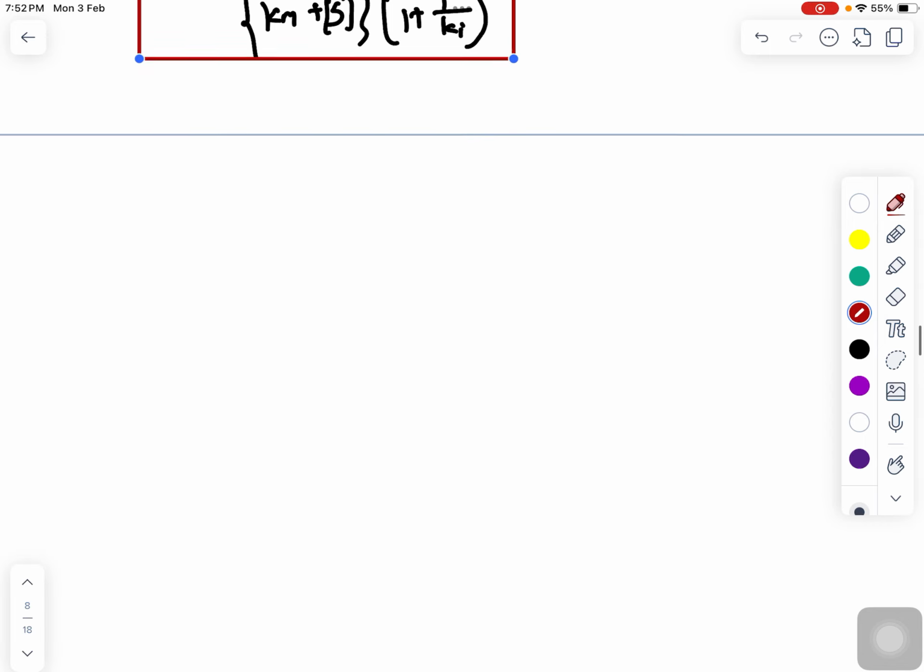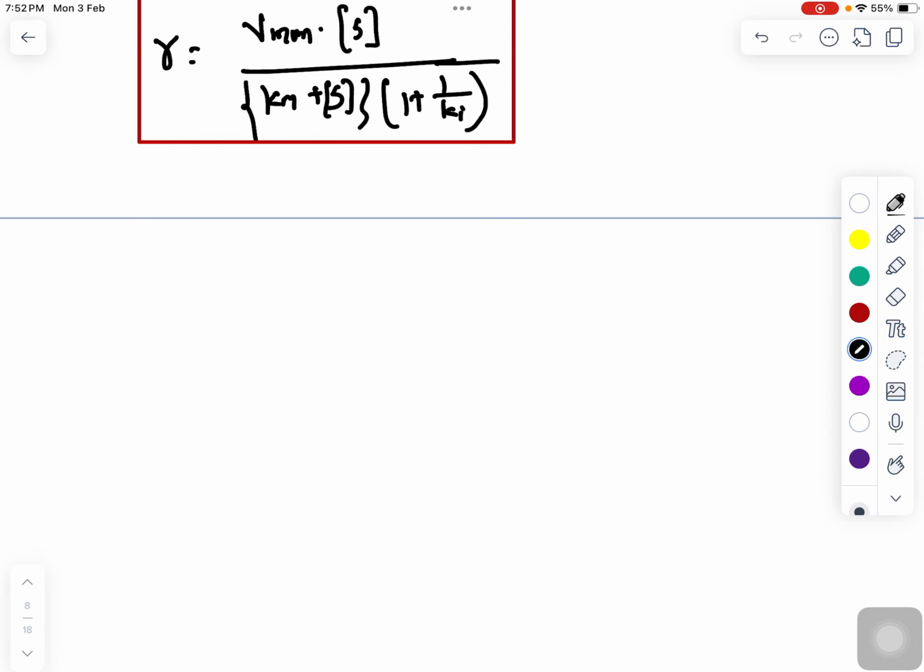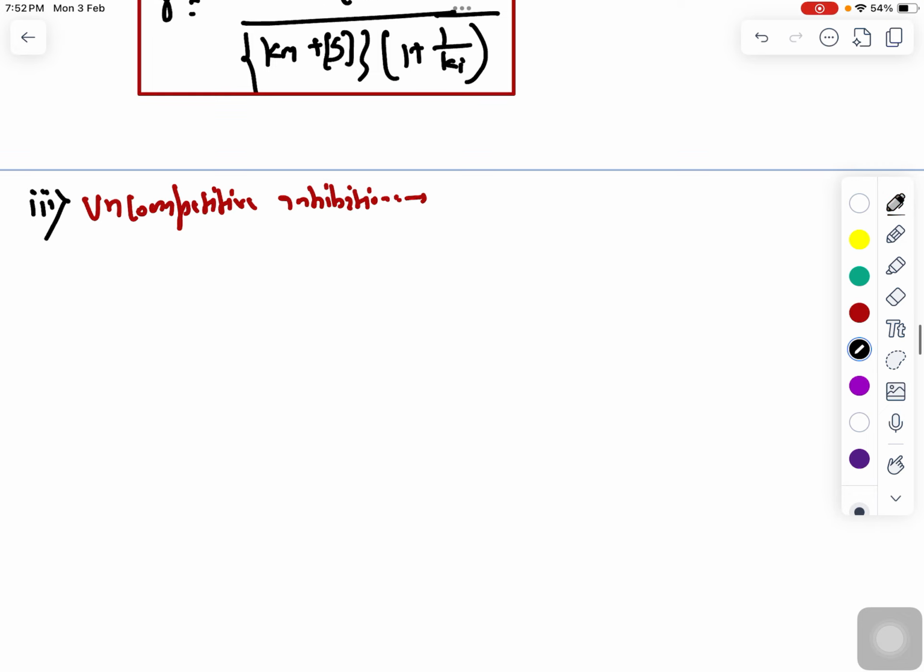Now the third and last inhibition is uncompetitive inhibition. Here you will see that the inhibitor binds only to the enzyme substrate complex. So these kinds of questions can also be asked, about where the inhibitor will bind.